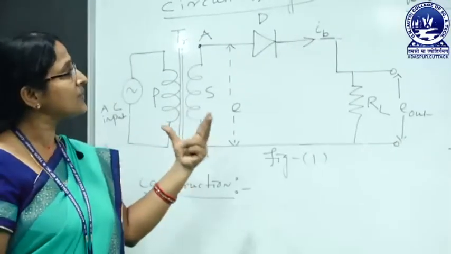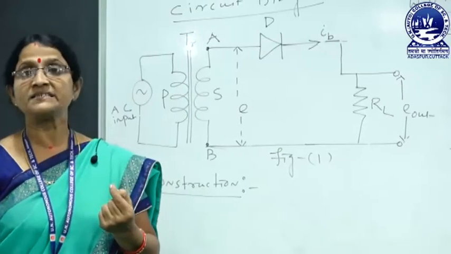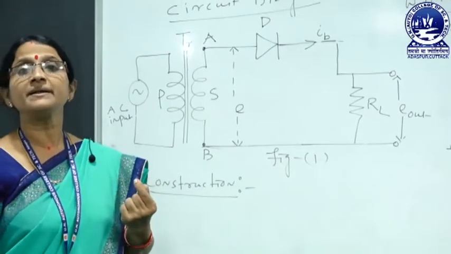So from this we conclude that the current flows only during the positive half cycle and it is blocked during the negative half.